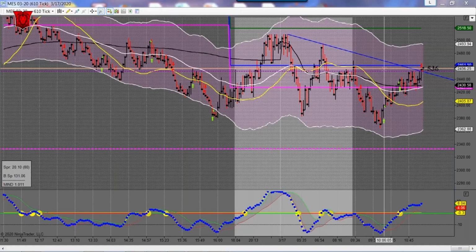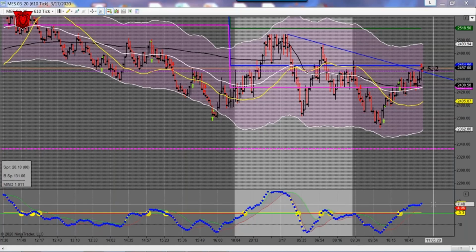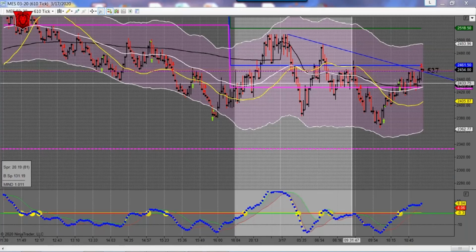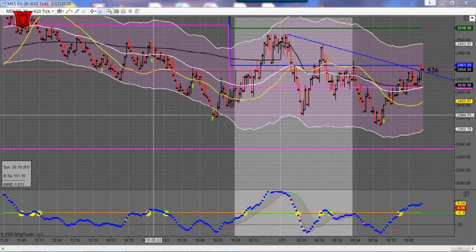Very tempting to take. Just look at this. We're going up, but I'm not going to do it. I already hit my cap. I don't want to be risking this again.